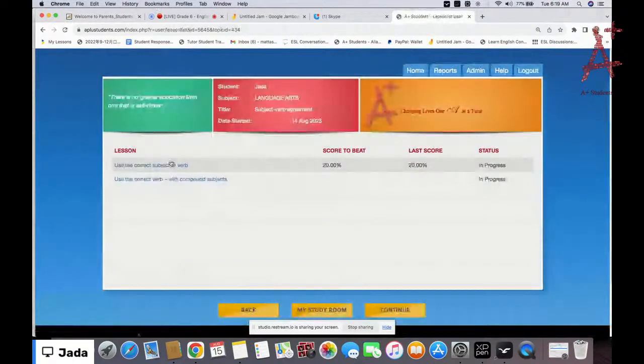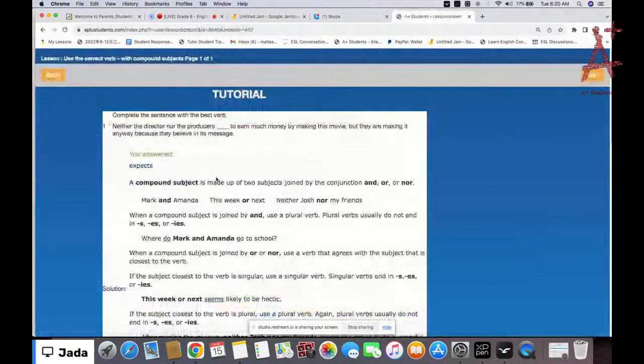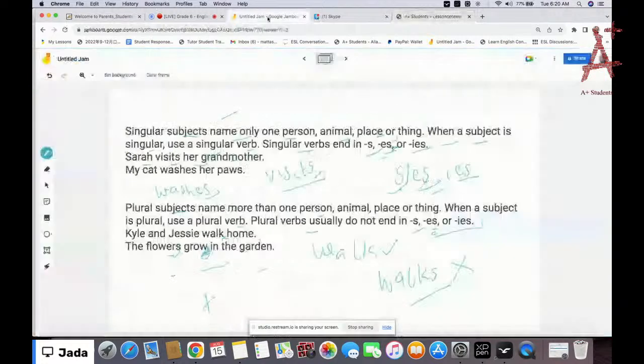So now we're done with the first lesson, and you see that it has 20% because it's still in progress. It's not completed. I didn't complete it, so yeah. Once you complete the test, it's gonna show you completed, and then you're gonna get 100 or 98, depending on how many you get wrong. So now we'll move on to the next one, which says use the correct verb with compound subjects. All right, let's move on here.